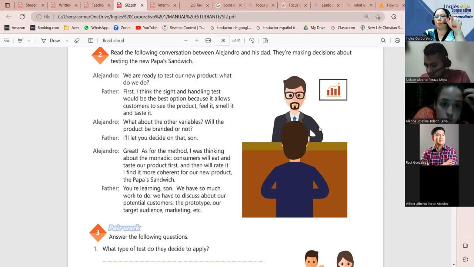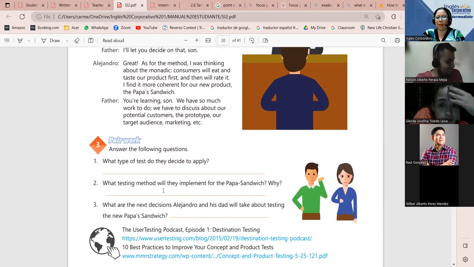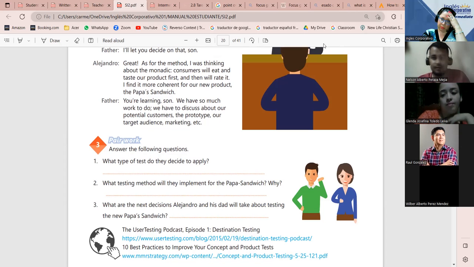Only 5 minutes to practice this conversation in the breakout rooms. And please think about these three questions. Okay? Think about these three questions. Okay? It's going to be about 5 minutes because it's a short conversation. You guys ready? Page 20.